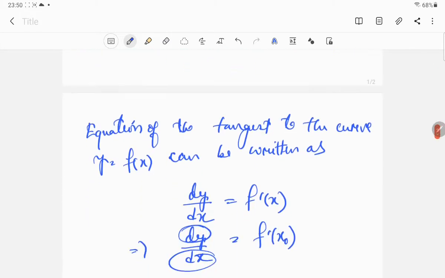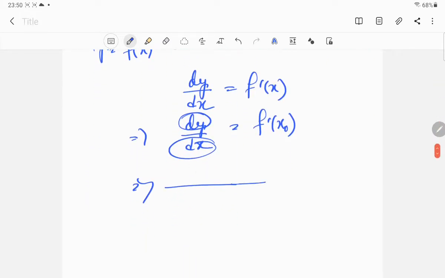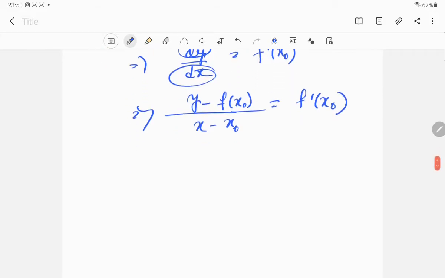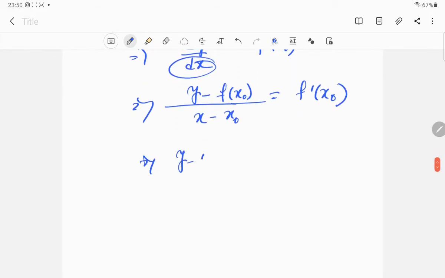So we will be writing it as y minus, actually you should write y naught, but since y naught is nothing but f(x naught), I am writing f(x naught). And dx means difference between two x values, so x minus x naught at the point P. The slope is f dash x naught. So y minus f(x naught) is equal to f dash x naught times (x minus x naught).